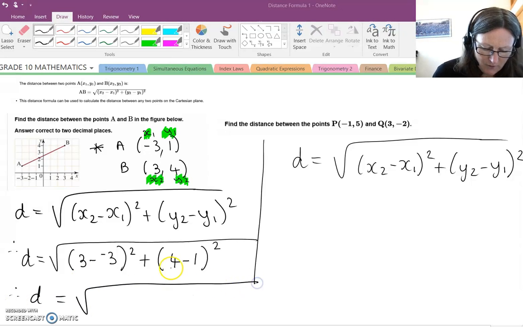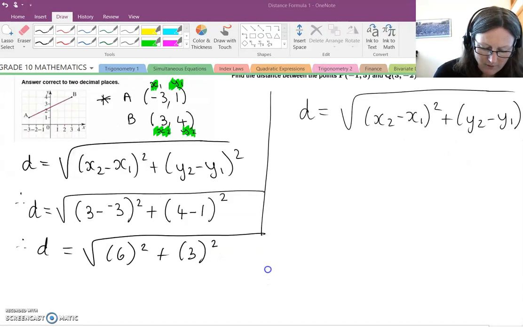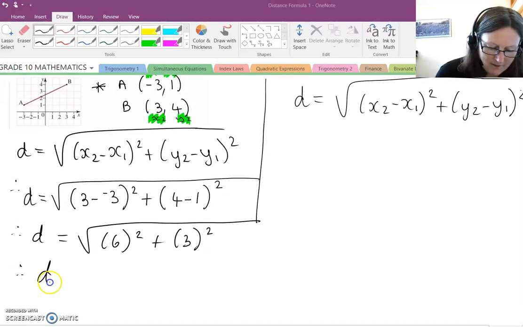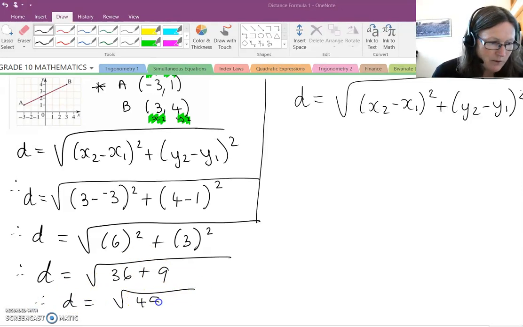Then 3 subtract -3 is 6. So this is 6 squared, and 4 subtract 1 is 3. So it's 3 squared. So the distance is the square root of 36, because that's 6 squared, plus 9, because that is 3 squared. So the distance between these 2 points is the square root of 45.